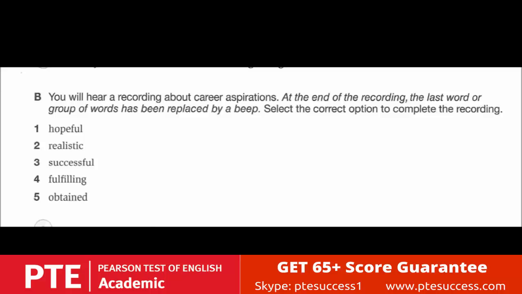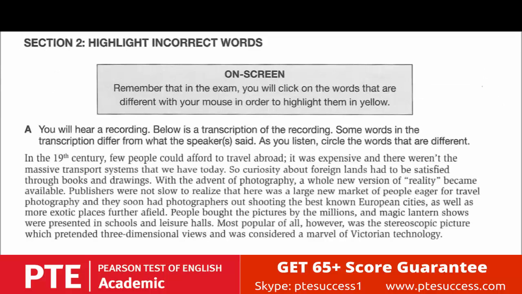Practice Test 2, page 84, Section 2. Highlight incorrect words. You will hear a recording. Below is a transcription of the recording. Some words in the transcription differ from what the speaker said. As you listen, circle the words that are different. Recording A.